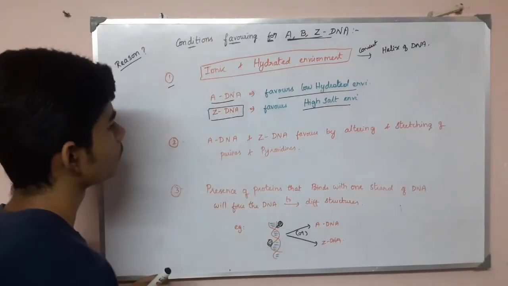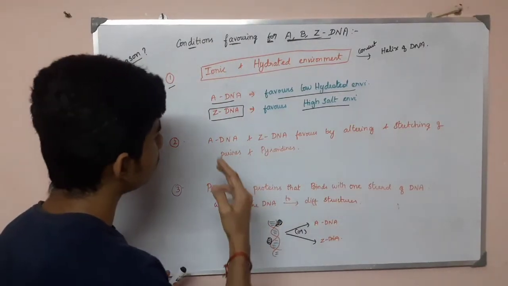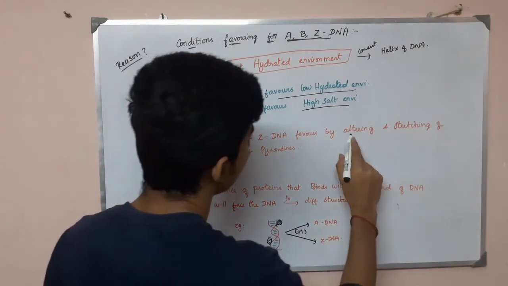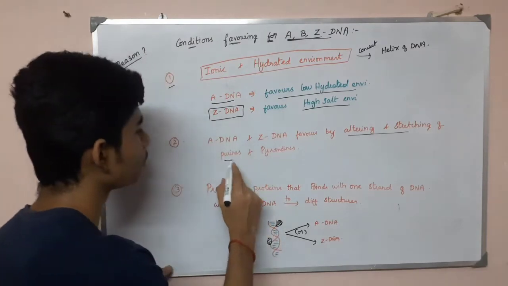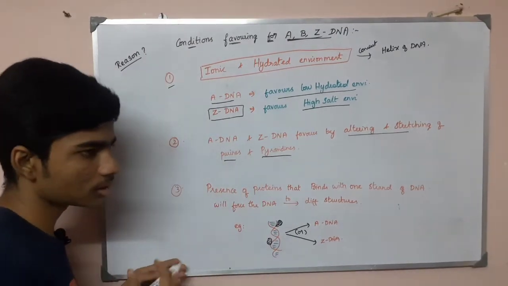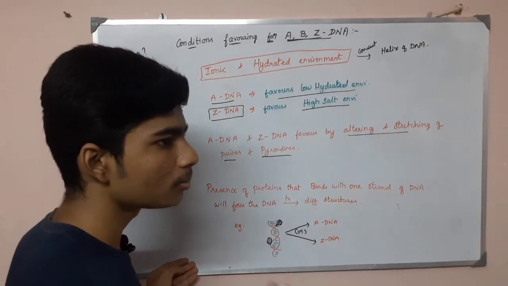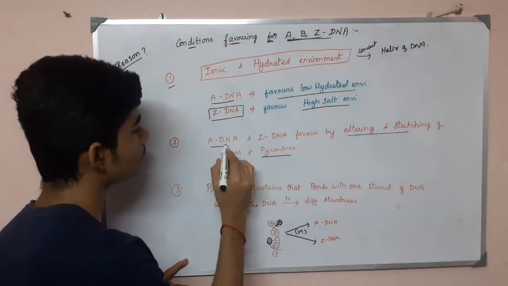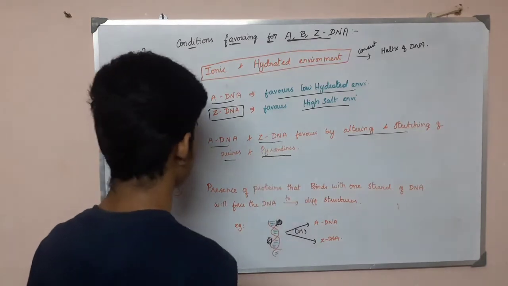And the next reason is that the forming of the DNA will be altered by the condition of stretching and altering the purines and pyrimidines. The stretching of purines and pyrimidines will ultimately lead to changing the structure of the DNA. So it will change into A-DNA or Z-DNA.